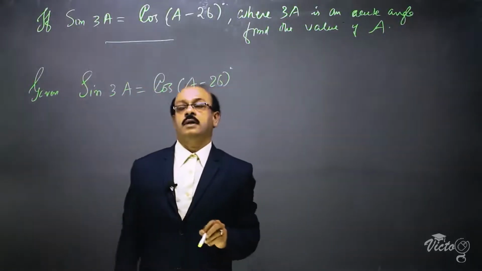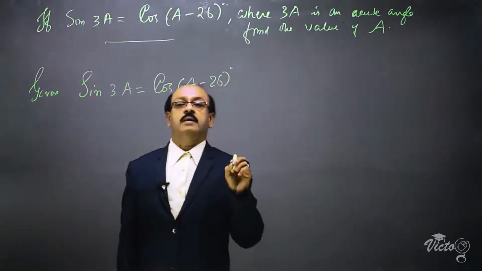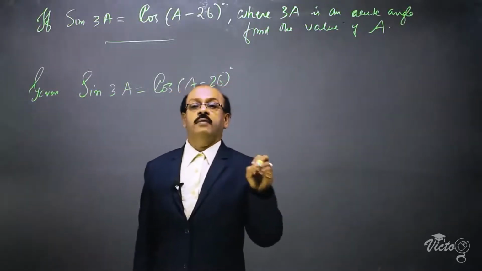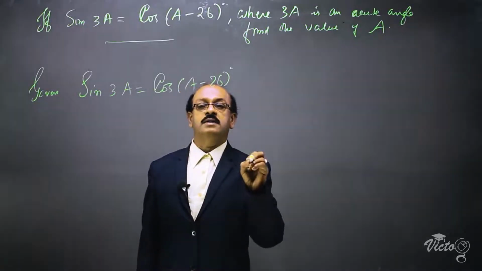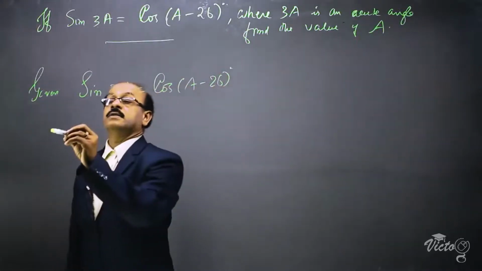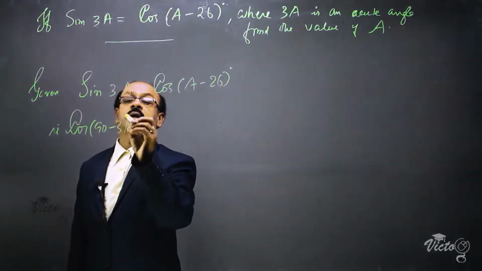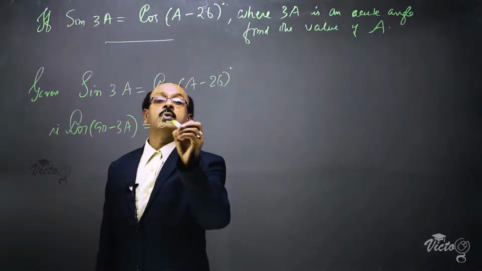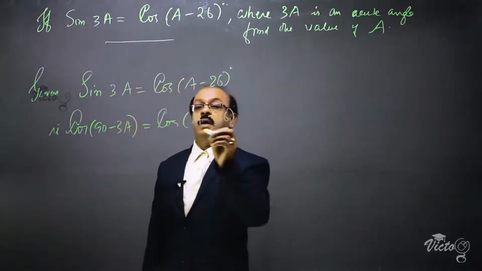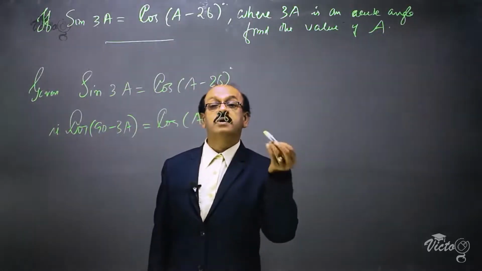If 3A is equal to theta, then it becomes sin theta. Then instead of sin theta, we can write cos 90 minus theta. So, sin 3A will be equal to cos 90 minus 3A. That is, cos 90 minus 3A is equal to cos A minus 26 degree. So, here both sides are cos ratios. So, we can take the inverse ratio.